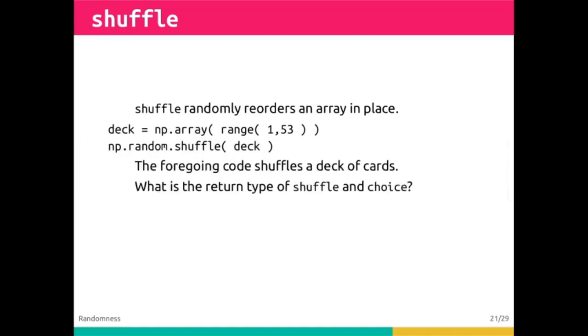So choice returns to you one of the things that's inside of your selected container. You can use choice with a list, you can use choice with a vector or some other kind of array. Shuffle doesn't return anything at all. It just alters that in place. So that's something to be careful with when you work with choice and shuffle.